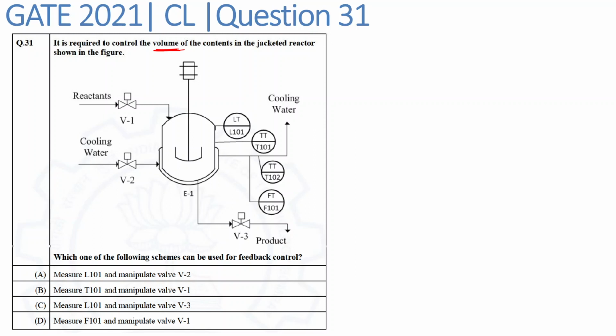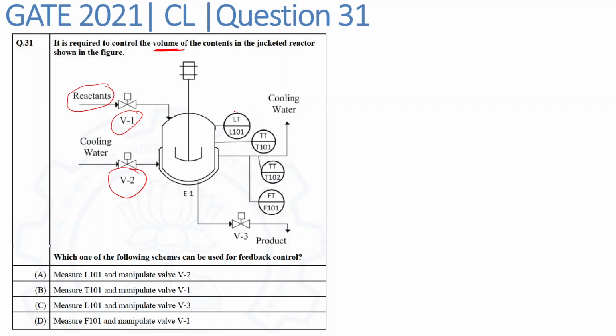So if you take a look at this diagram over here, we have been given a few inputs. This reactant can be considered as an input to the reactor. Similarly, cooling water is also an input of the system. And we manipulate this reactant by this valve V1, and manipulate the cooling water flow rate by this valve V2. Then over here we have an agitator.